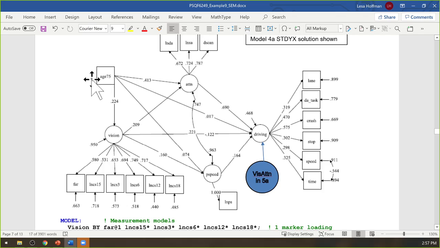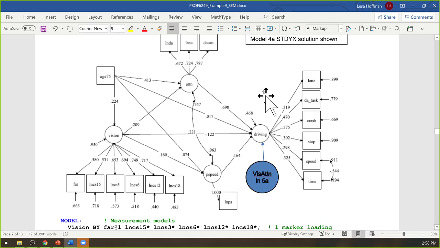So age is a box over here. That's just an observed variable. I don't need to make it latent because I know how old people were. Vision is my latent variable over here, so age predicts vision. Attention is my latent variable over here, so age also predicts attention. I think vision predicts attention. And then I have attention is correlated with processing speed, which is a single indicator measure. Vision predicts processing speed. And then driving is predicted by everything.